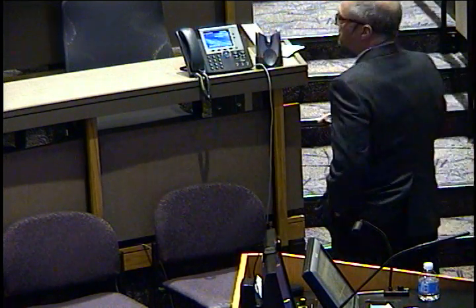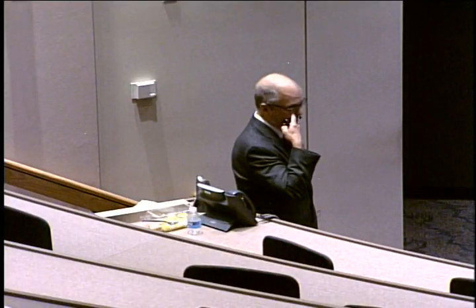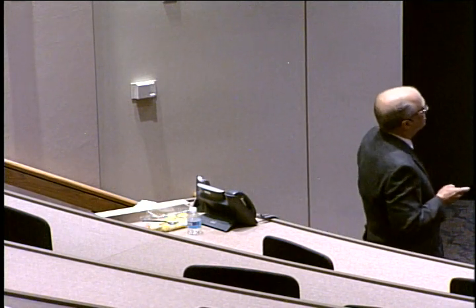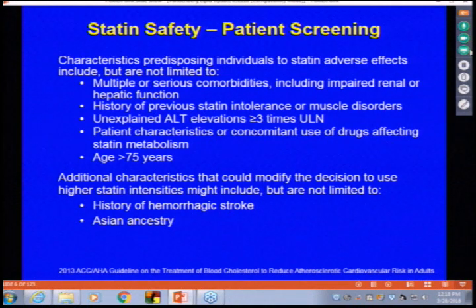Liver test abnormalities is another problem with statins, although less common, about 1% in general and about 2% in the high dose range. When we talked about drugs, advanced age warrants reducing the dose of a statin.